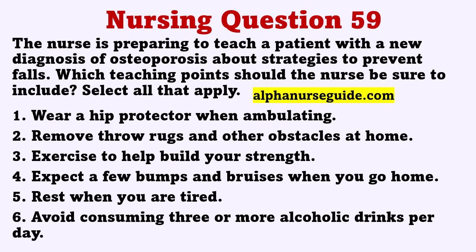The correct answers are 1. Wear a hip protector when ambulating. 2. Remove throw rugs and other obstacles at home. 3. Exercise to help build your strength. And 5. Rest when you are tired.